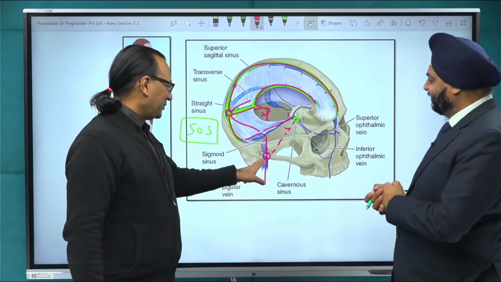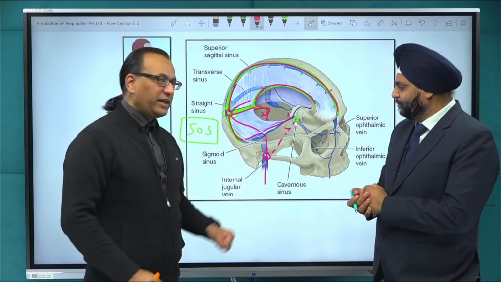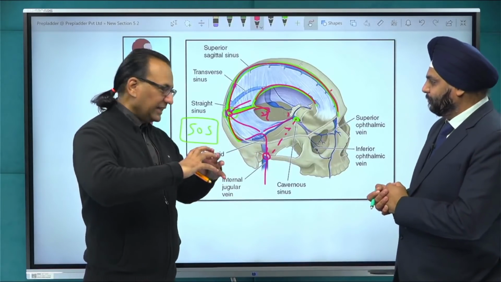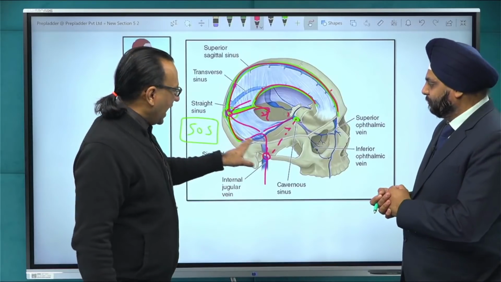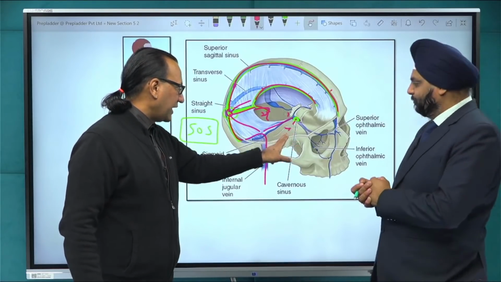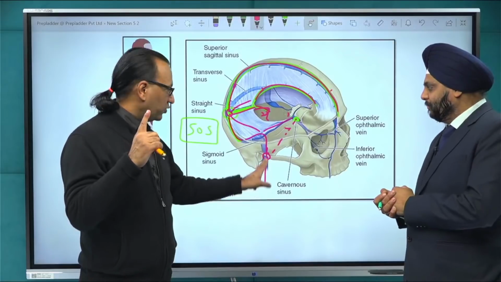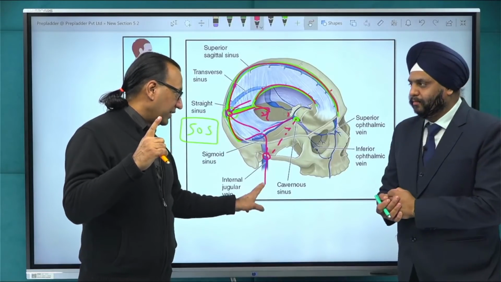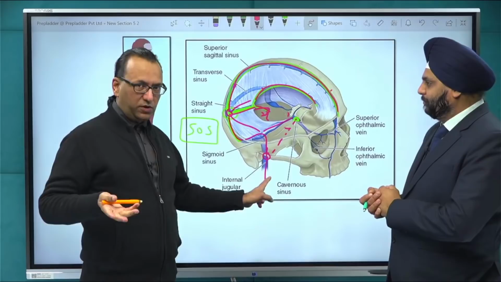Ultimately, what we wanted to know was that the sigmoid sinus is at the junction of the transverse sinus and the internal jugular vein. And the inferior petrosal sinus is the first tributary to the internal jugular vein. And that is what my question was. Let us go back.